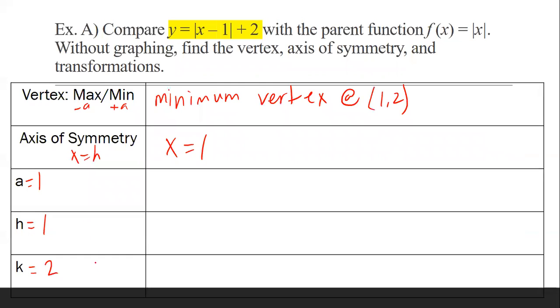And then we're going to talk about our transformations. Well, A is just 1, so there is no stretch or compression.